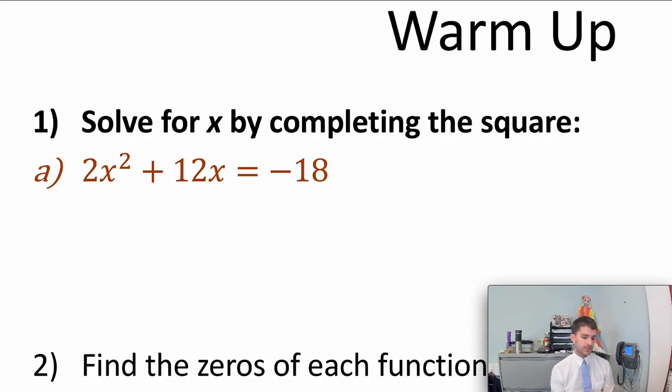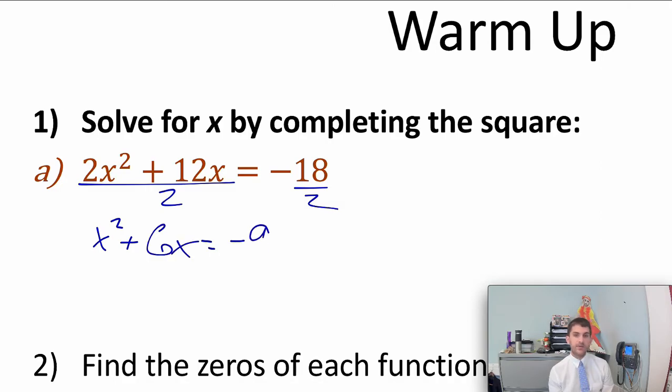The next step is, if you need to, divide by the a value. So if the a value is not 1, we need to divide by that a value. So let's divide everything by 2, which gives us x squared plus 6x, my apologies, equals -9.